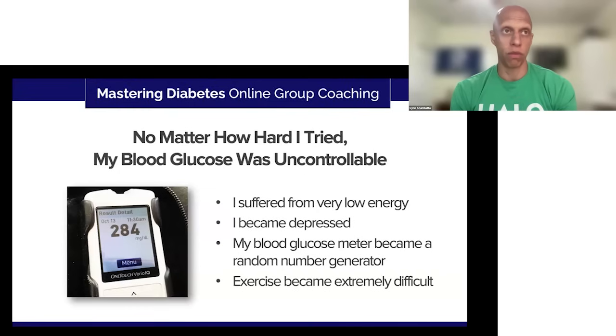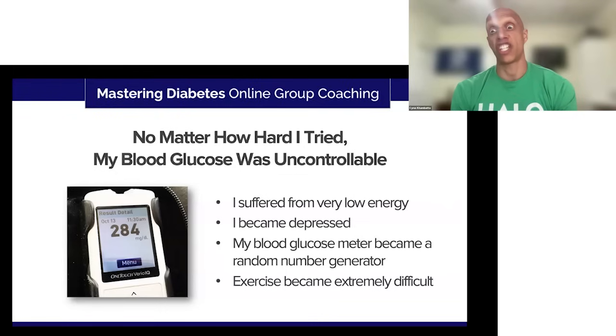The problem was that when I implemented the plan that they had described, it did not work. Not only was my blood glucose a disaster, not only was I on the blood glucose roller coaster all day, every day, with glucose ranging anywhere from like 40, which is quite hypoglycemic, all the way up to 400, which is very hyperglycemic. But I also suffered from very low energy.